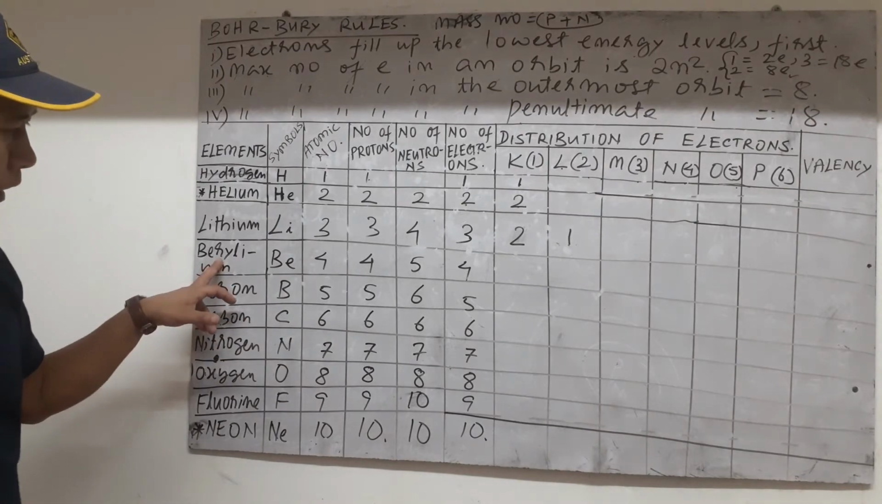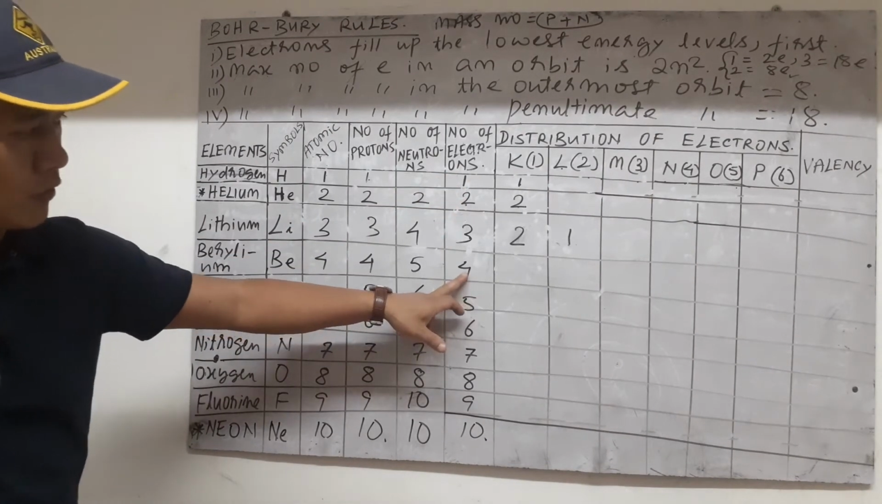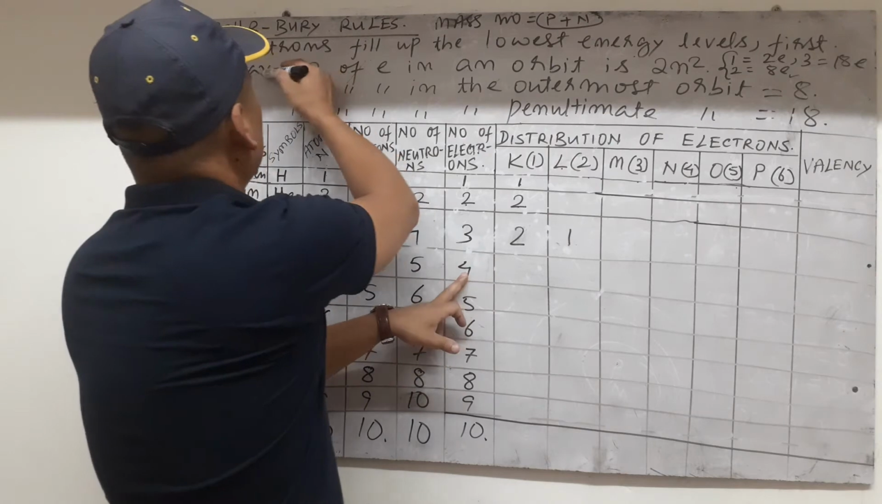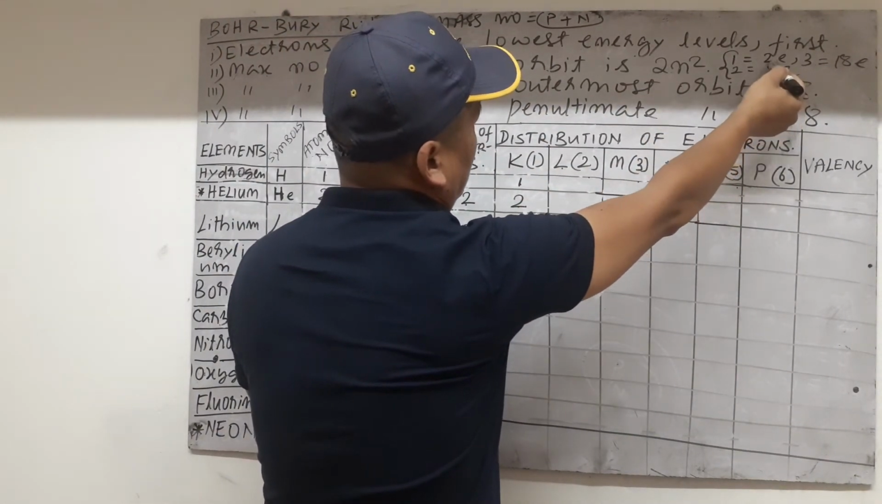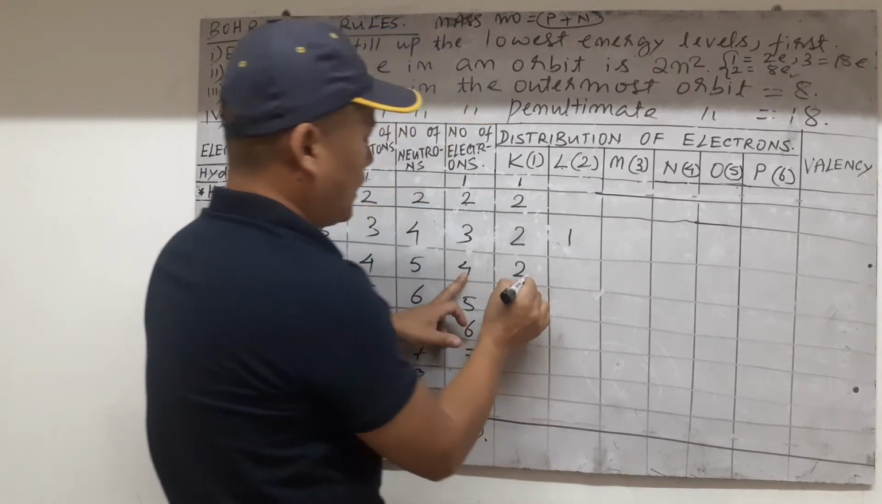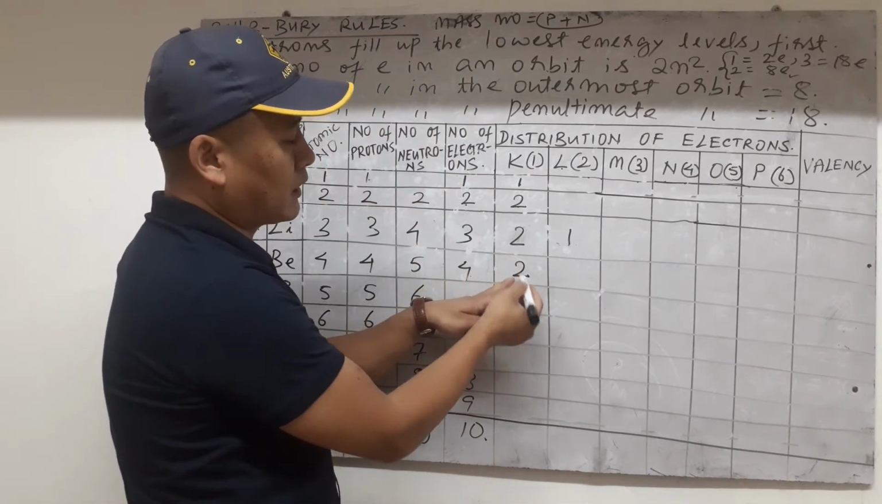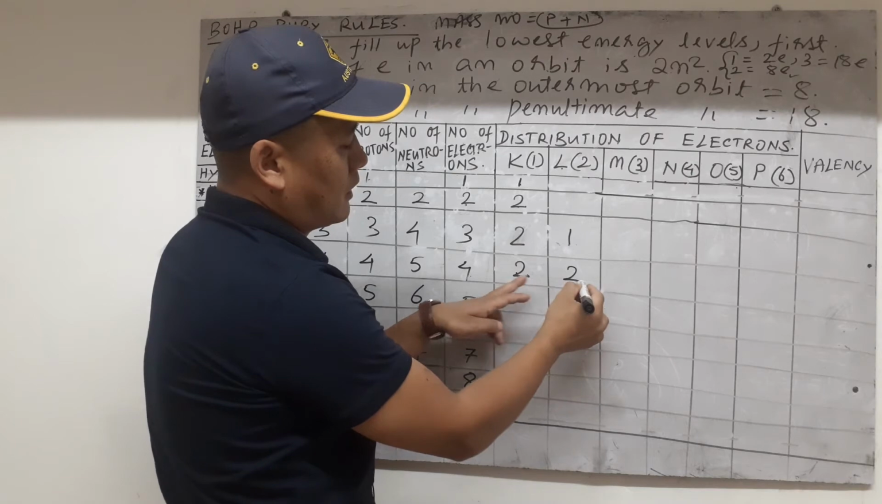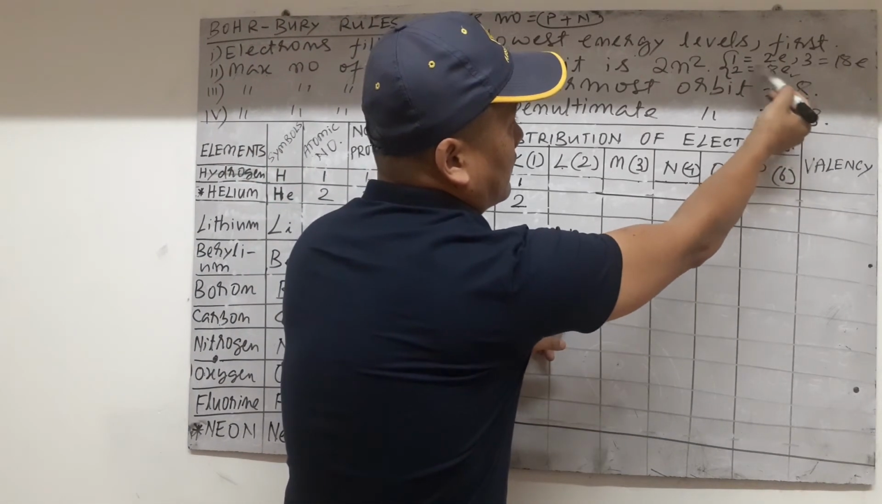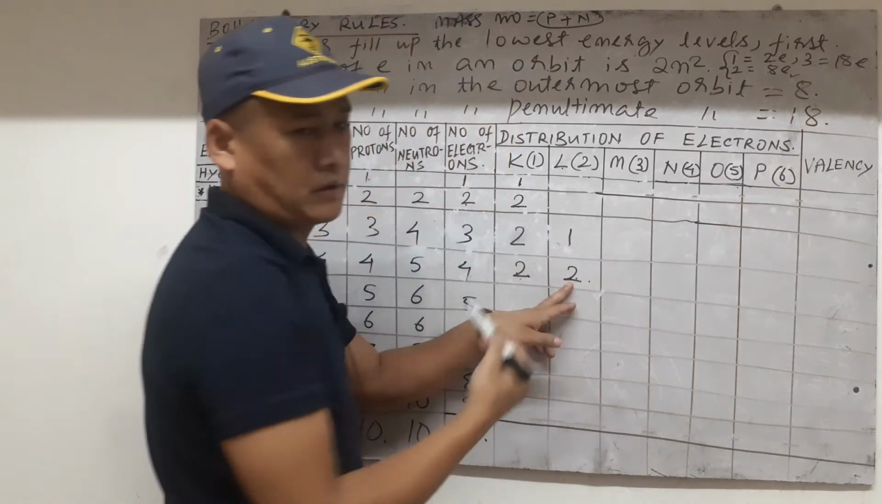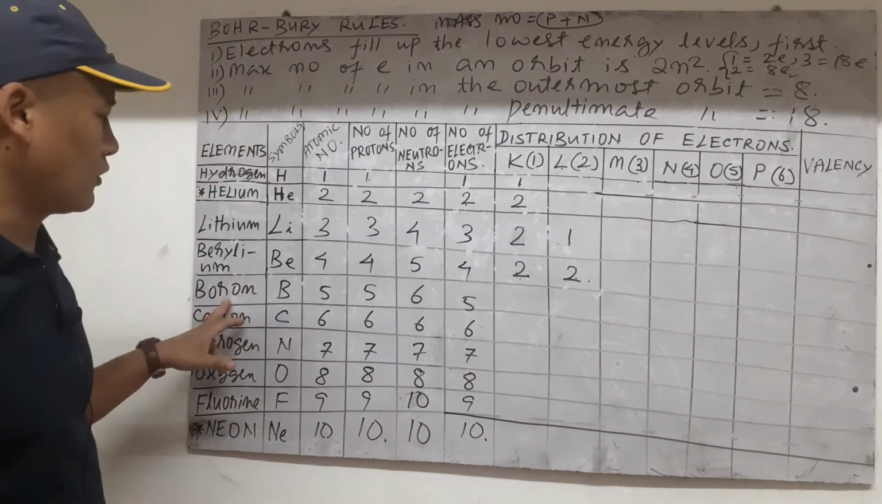Then beryllium, maximum number of electrons is 4. So according to rule number 2, maximum number of electrons according to 2n square rule, first orbit is 2. So I put there 2. But 4 minus 2, 2 still left. I can't put in first, so go to the next. Not perfect. You need 6 more. 6 plus 2, 8 to become second orbit perfect is 8. So it's not noble. Next, boron has got 5.